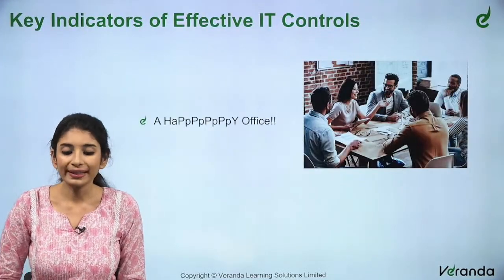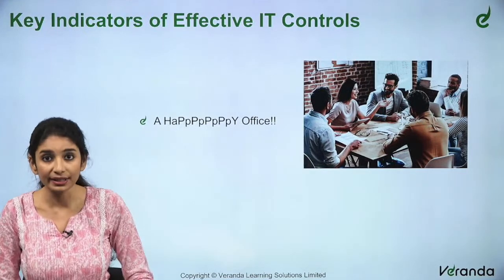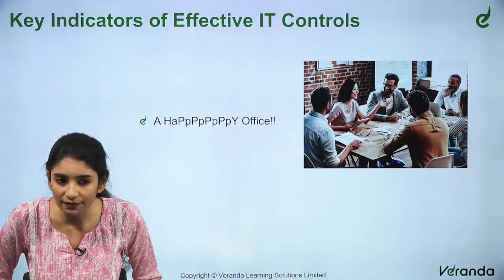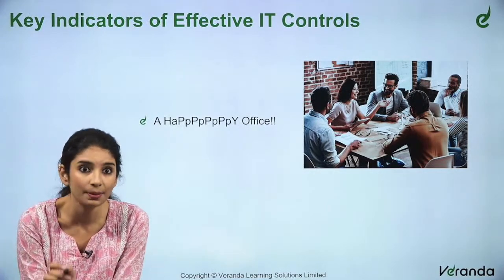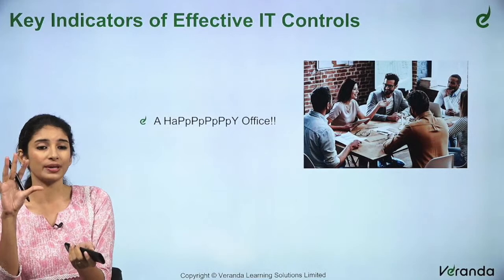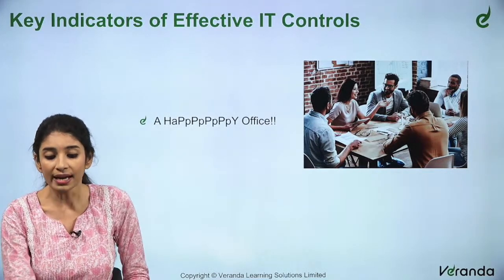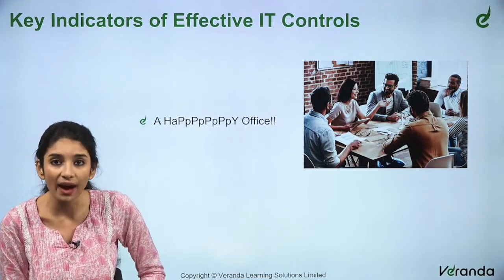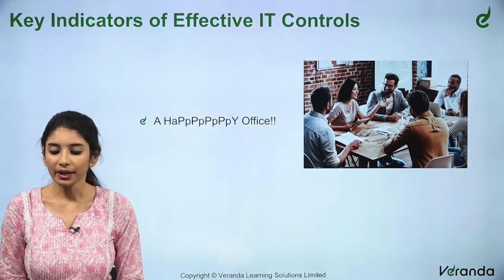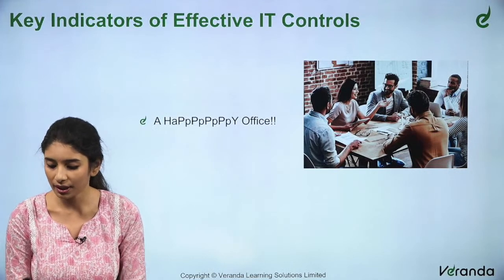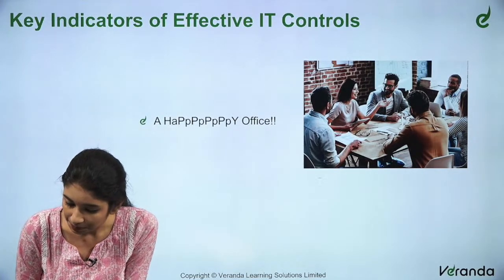Very good. Now, key indicators of effective IT controls. This has been hidden somewhere in between lengthy paragraphs, so be aware there is a question there. It is an RTP question. The way to remember this answer is a happy office. In a happy office, tell me what are the things.